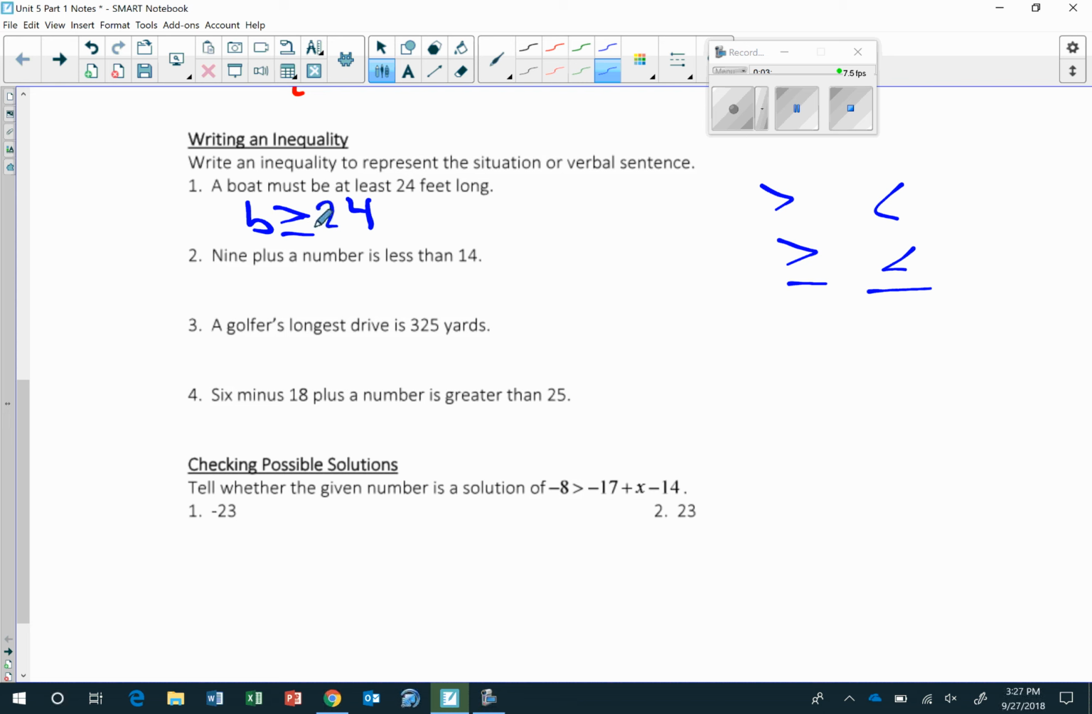Number 2 says 9 plus a number is less than 14. So I have 9 plus a number, and then I know I'm going to have 14. This one's pretty straightforward. It says is less than, so I'm going to plug in that inequality symbol.